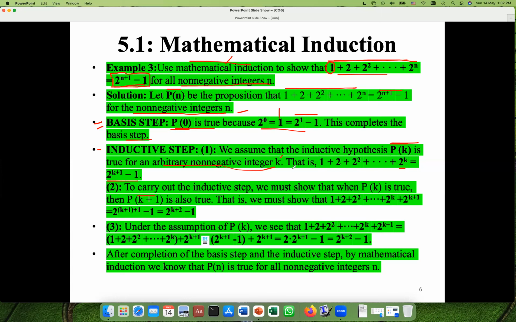Now, based on that assumption, what is our assumption? That P(k) is true. If P(k) is true, then P(k+1) is also true. This is what we want to prove. We are saying that P(k+1) is also true, but we have to show that it is true. You have to evaluate.